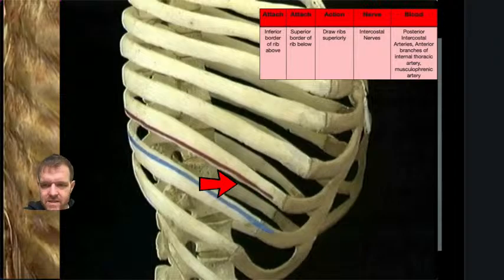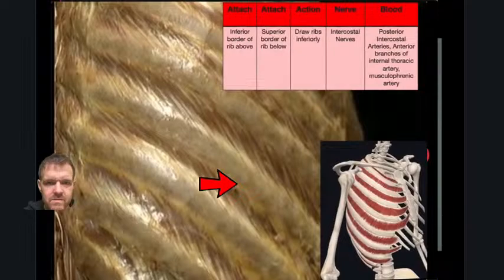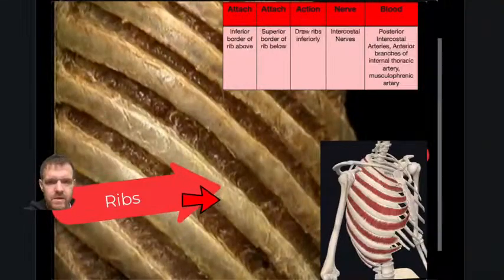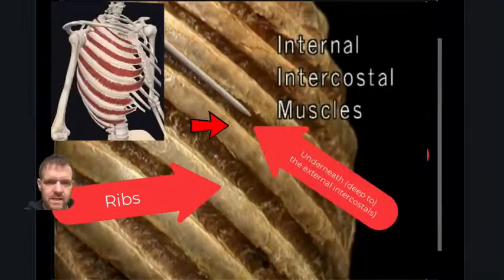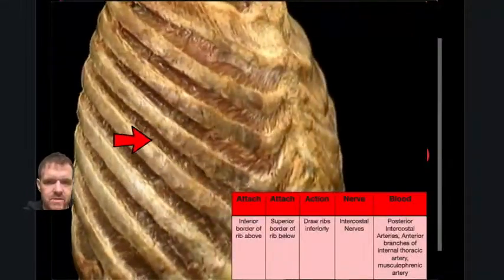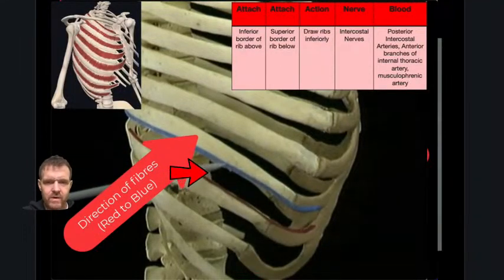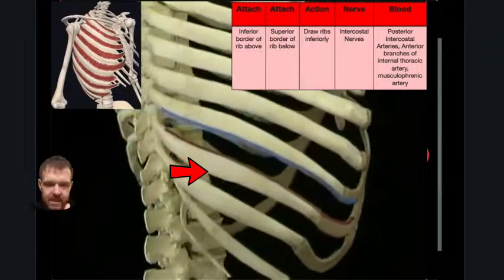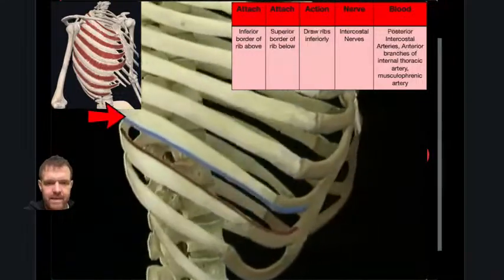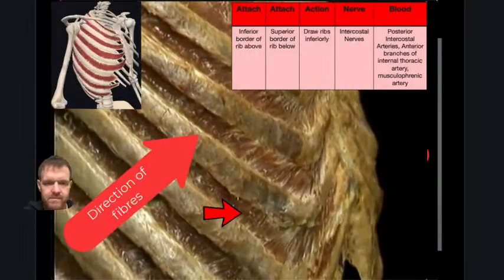Okay, cool. So those are your externals, and then the internals look like this. There's your ribs, taken off the externals, and then these are the internals. So they're underneath, or deep to the external intercostals, slightly more anterior on the ribs and in a different direction, because obviously they're going to draw the ribs down rather than drawing the ribs back up. So again, from the angle of the rib all the way around to the costal spaces in between.